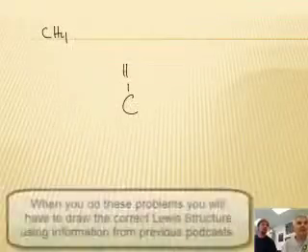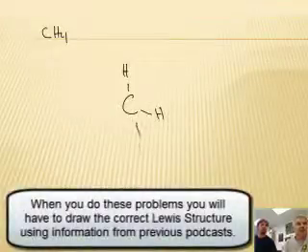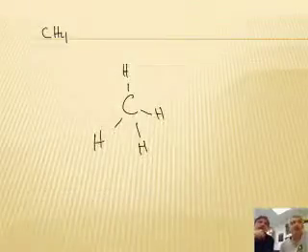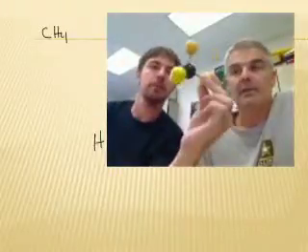Alrighty, the first one I want to do is CH4. Now, I'm going to just draw the Lewis structure because I know what they are. You guys would need to draw the Lewis structures based on the rules that we did last time in a previous podcast. So here is CH4, also called methane. If you want to see this built, it would look something like this. We have a central carbon with 4 hydrogens coming out. So what shape would that be?